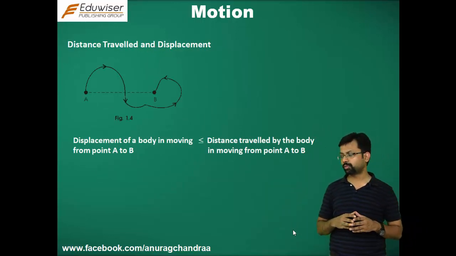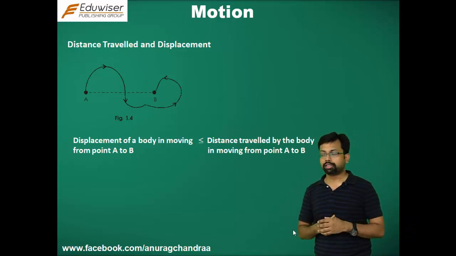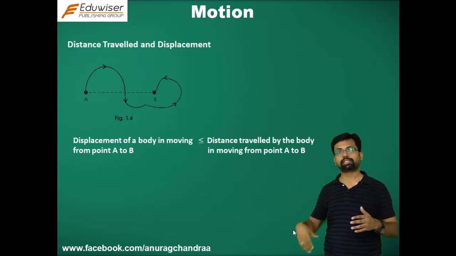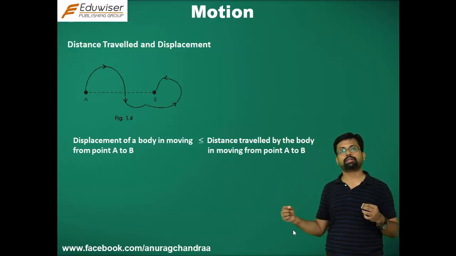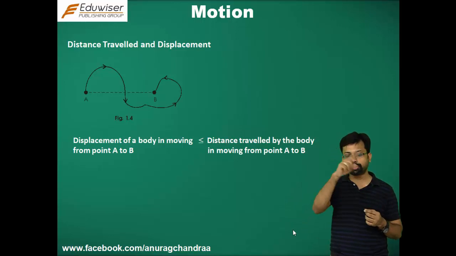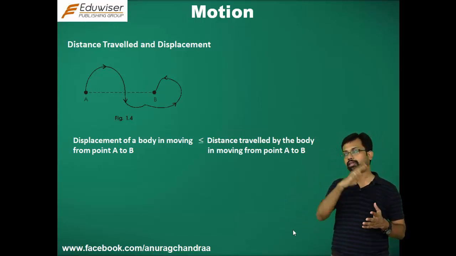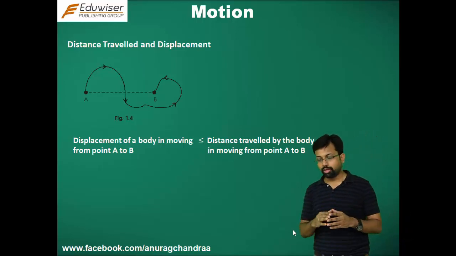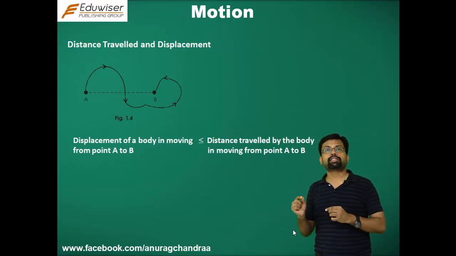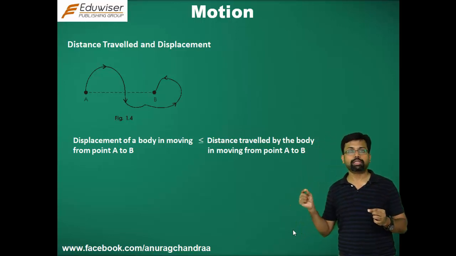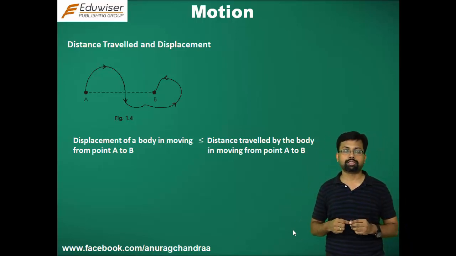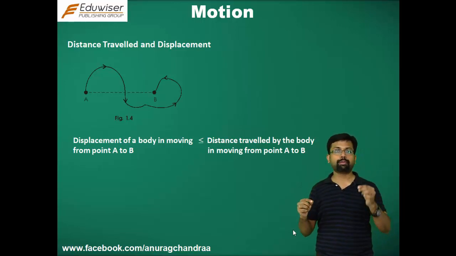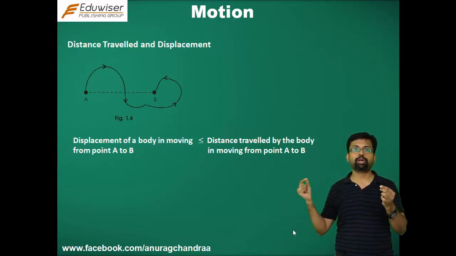What is the difference between distance and displacement? Distance: a body moving from a point A to B can move in several paths. It may not be a simple straight line path. He could move in a zigzag manner, in a curvy manner, or he could take several rounds before reaching B. So, the length of path that it traverses to reach the point B is referred to as distance. Distance is the length of path traversed when a body moves from point A to point B.